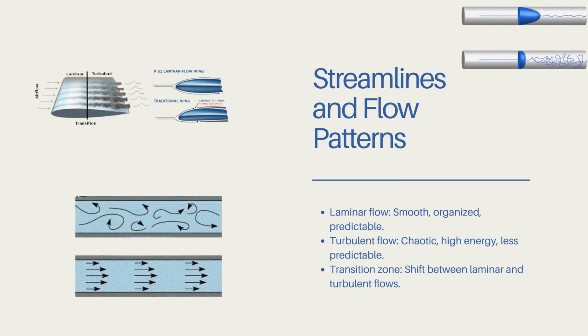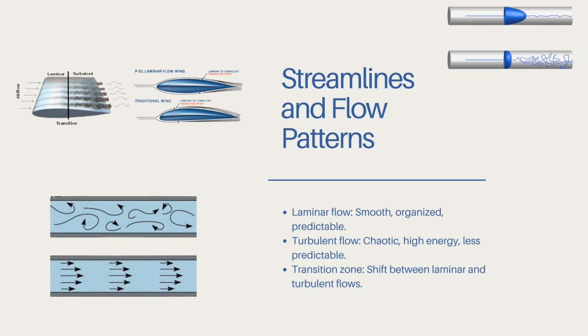Let's begin with streamlines, which represent the path of air particles as they flow around an object. Airflow can be smooth and predictable, which we call laminar flow, or chaotic and energy intensive, known as turbulent flow. There is also a transition zone where the flow shifts from laminar to turbulent. Understanding this pattern is critical for predicting performance and efficiency.